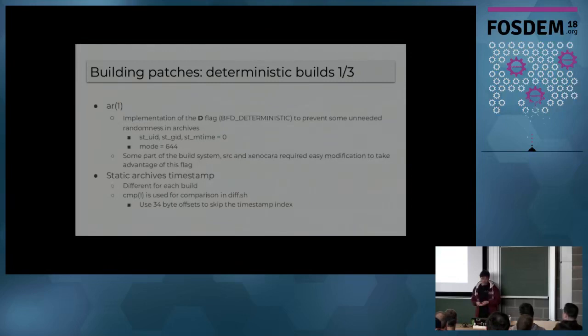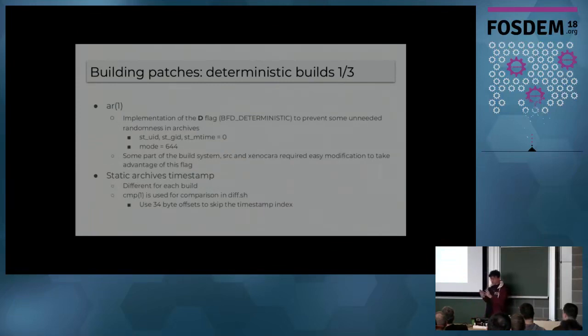First issue we had was with the archiver. We had to implement the D flag, the deterministic flag, to prevent some randomness in the archives. For example, we hardcode UID, GID, and mtime to 0, and the mode to 644. Otherwise, it could be completely random, and we had differences in each and every archive. So that was easy to fix. There were a few requirements here and there to use that new option, but that was an easy fix.